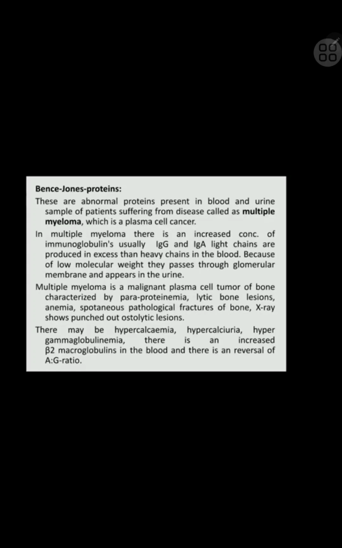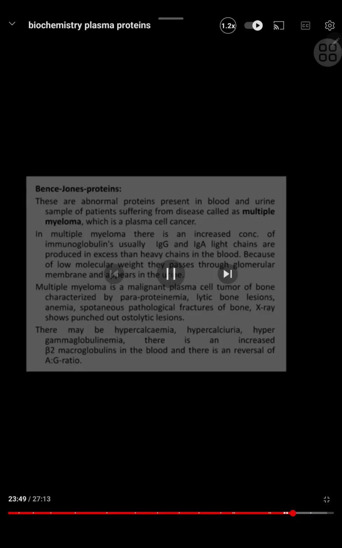Coming to Bence-Jones proteins, they may ask as multiple myeloma. These are abnormal proteins present in the blood and urine sample of patients suffering from a disease called multiple myeloma, which is a plasma cell cancer. In multiple myeloma, there is an increased concentration of immunoglobulins in the blood, usually IgG and IgA. Light chains are produced in excess, more than heavy chains, in the blood.